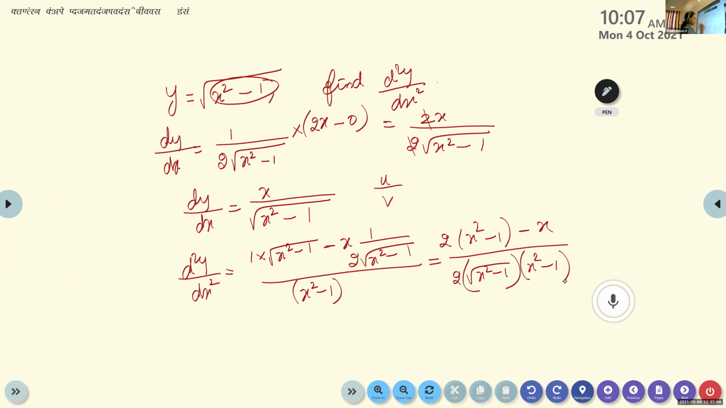Yes, correct. And can I tell the final answer? Final answer. Give the answer. 2x square minus x minus 1 by x square minus 1. 2x square minus 2 minus x, and 2x square minus x minus 1. How did you get that answer? I think there will be some calculation mistake somewhere. Yes, ma'am, it's minus 2. Yeah, 2 is common, isn't it? So 2x square minus x minus 2.